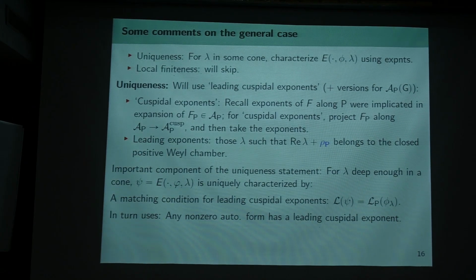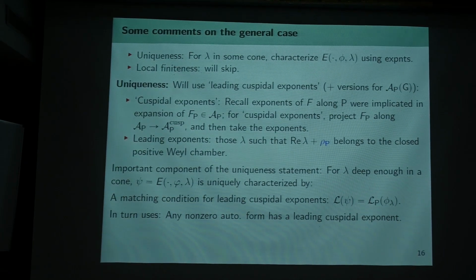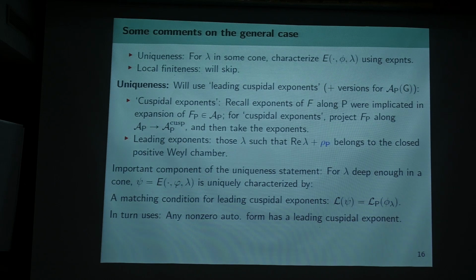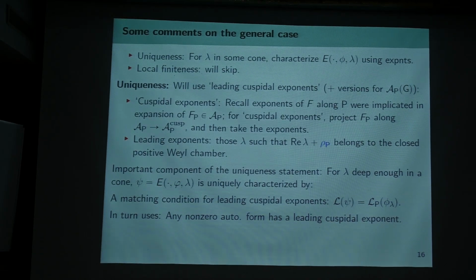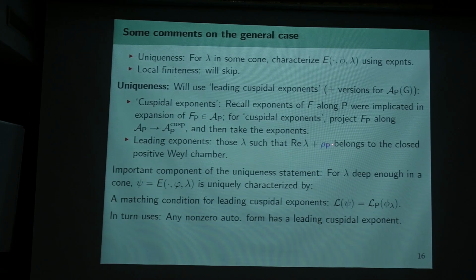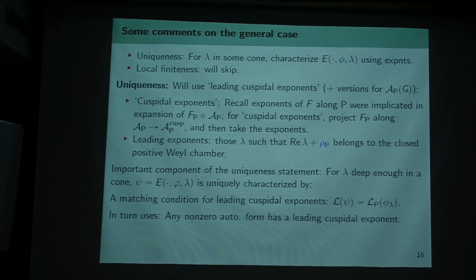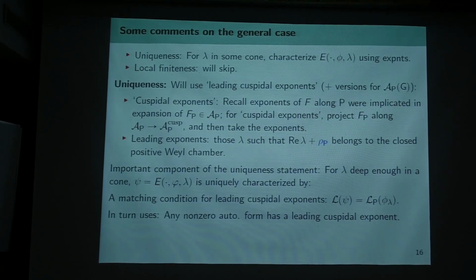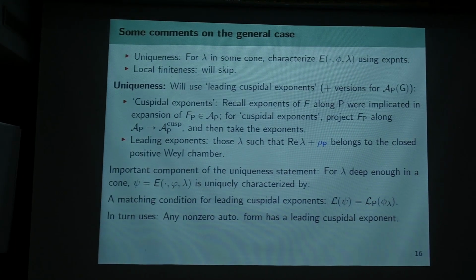Automorphic form which is not a cusp form? No, if it is a cusp form, you can think of it as its own cuspidal exponent, right? Yeah. So you're saying any automorphic form has a leading cuspidal exponent belonging to minus rho plus the positive Y chamber. Yeah, leading means it has to belong to minus rho plus the positive Y chamber.